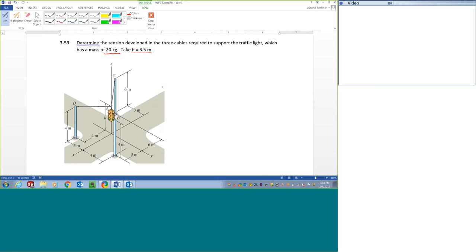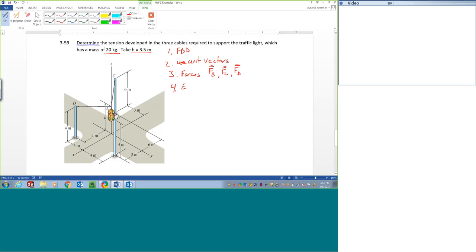So I'm going to write out the steps here. Step 1, free body diagram. Step 2, find unit vectors. Step 3, then, find the forces. So we'll call it FB, FC, FD.